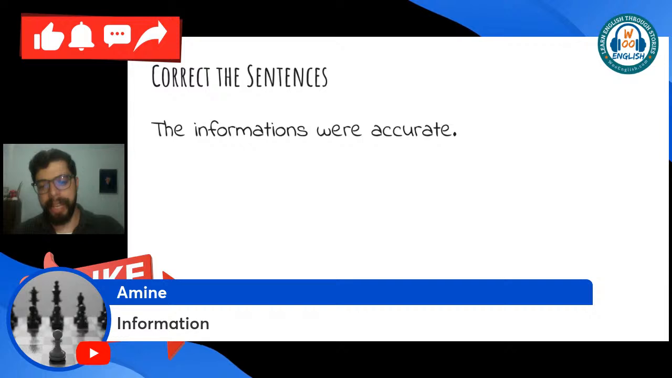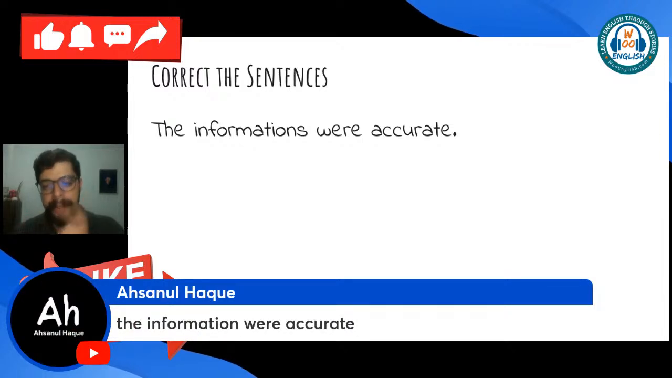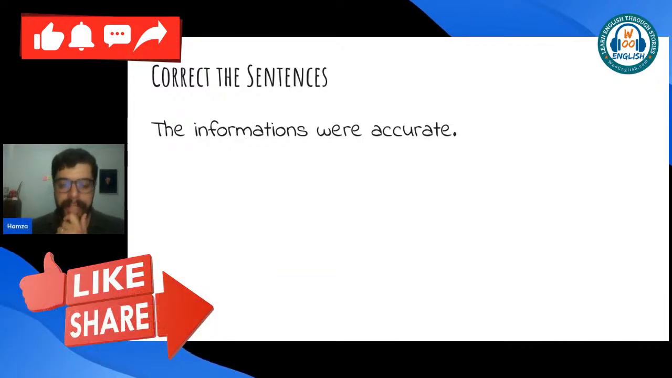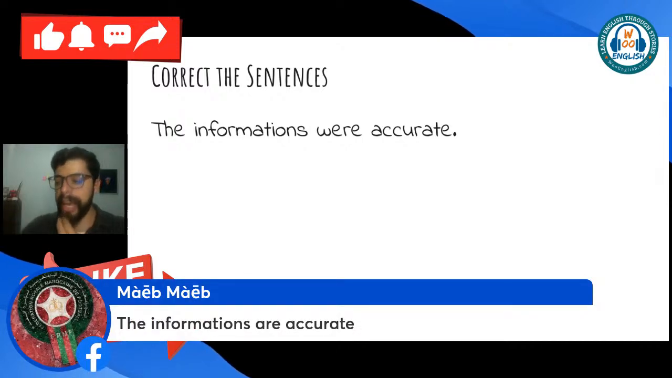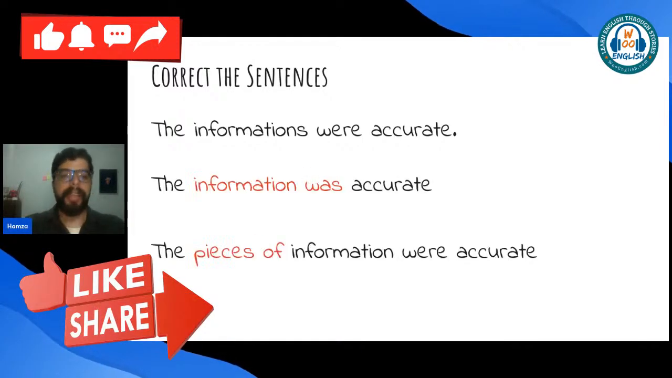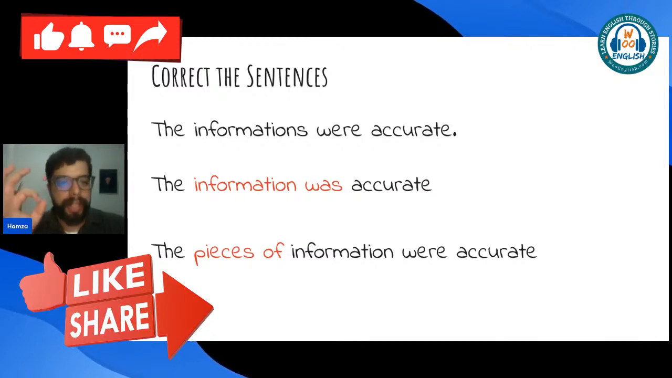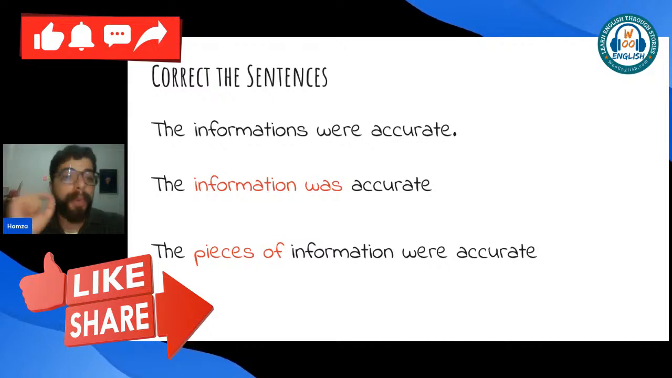Both Amin and Ahsanul, you got the mistake, but you still kept another mistake. The informations are accurate. Well, Mayeb, you actually left the mistake. That's not the mistake. It's not where, because I'm talking about the past. So you can say the information was accurate, because in English, there is no plural for information.